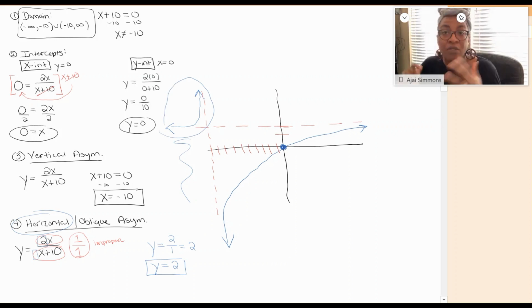Now, if you go to your graphing calculator and put the original problem in there and press the graph button, it should look just like this. So I'm going to move on to the next problem.